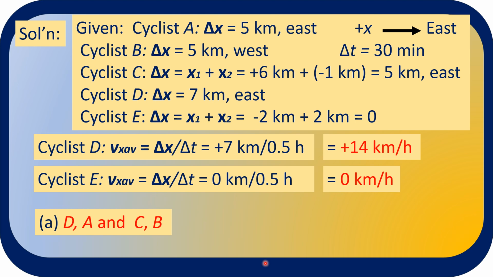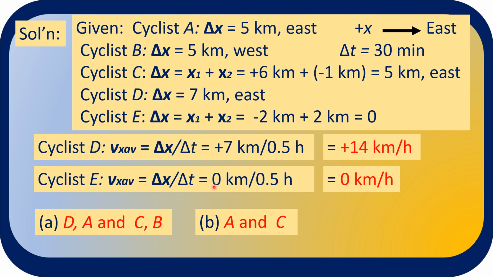Now, for question letter B, which is asking for the trips that have the same average x velocity, our answer, of course, is cyclist A and cyclist C. Both cyclists have the same average x velocity equal to positive 10 kilometers per hour.